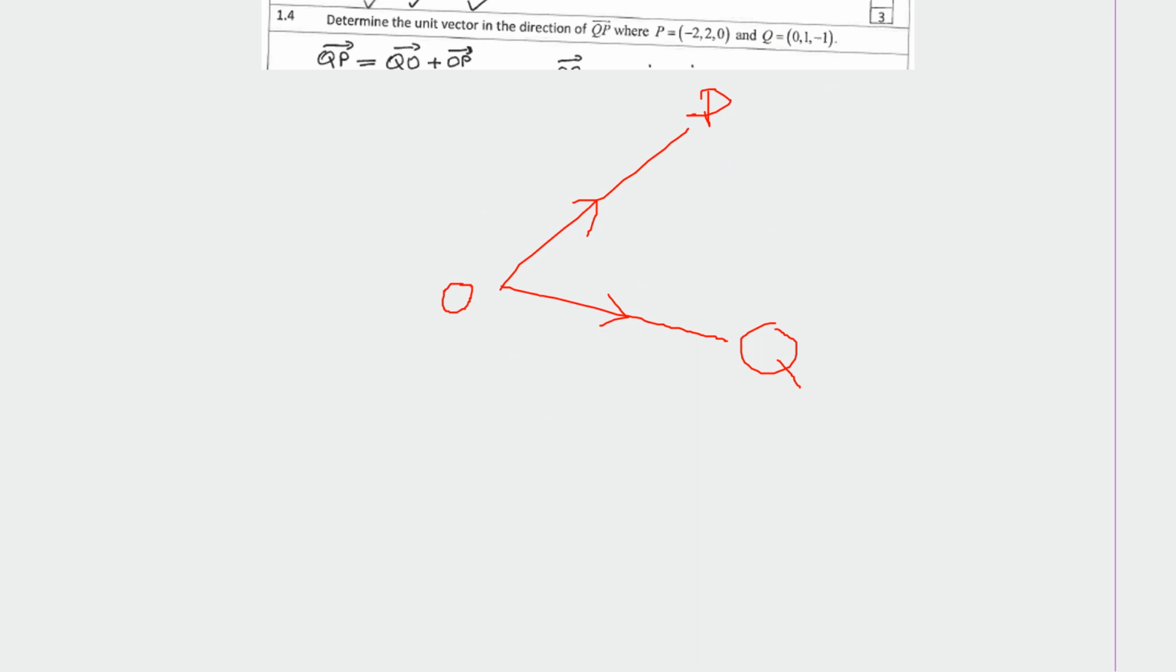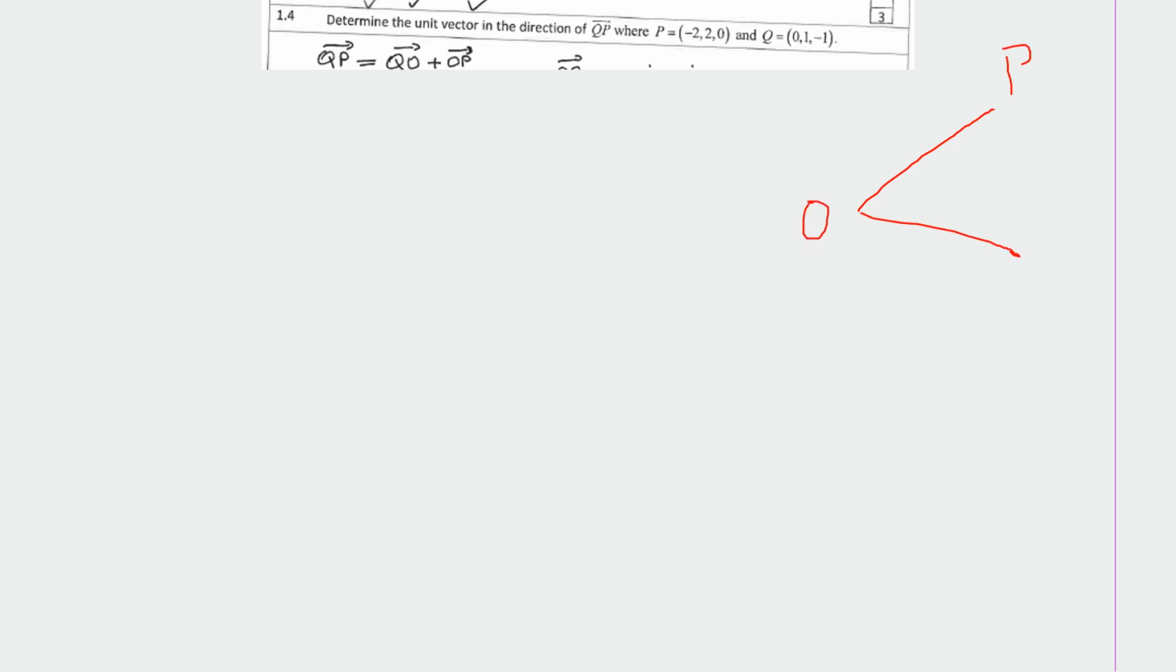a graph like this. Okay, let me just erase this graph here and put it aside so that I can work on a bigger space. So here is O, P, and Q. They're actually moving this way and this way. Now the question says you must determine what? You must determine the unit vector of QP. So QP is here. This is what you are looking for.